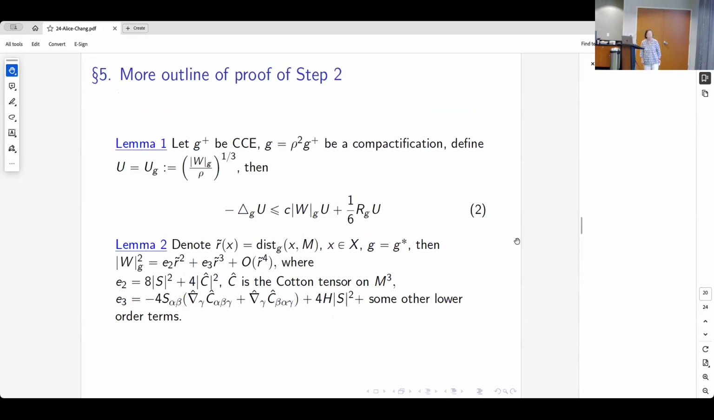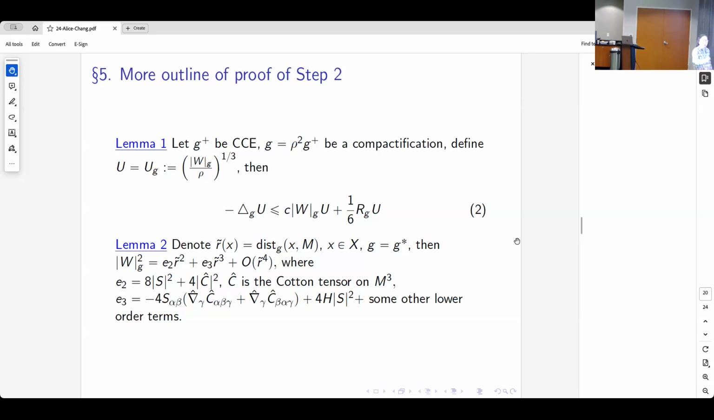So what do we do? We try to translate the result to the conformal setting. It turns out if you consider this metric rho square G plus, then the corresponding thing instead of Weyl to the 1/3 is Weyl over rho. And if one considers that, one gets an elliptic PDE, minus Laplace U of this. So you anticipate this U has good behavior near the conformal infinity. Okay, and that's indeed the case.